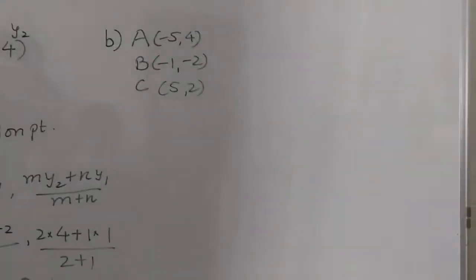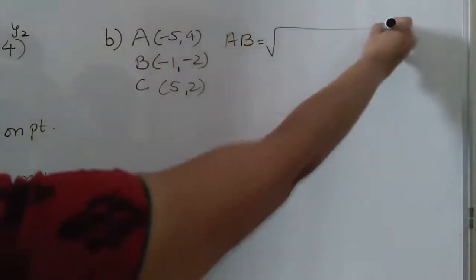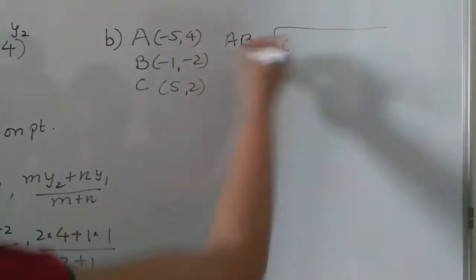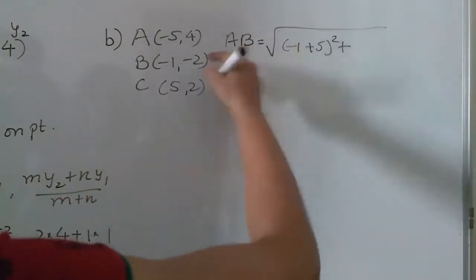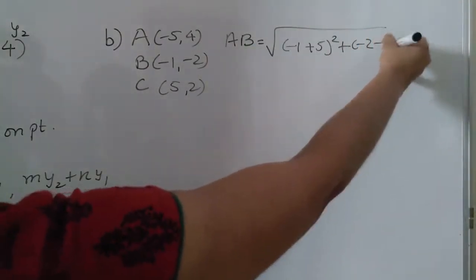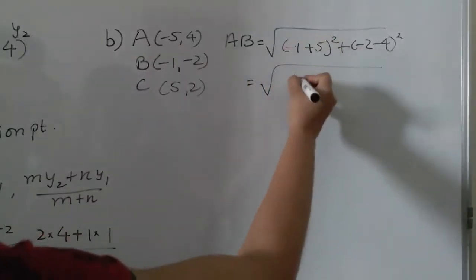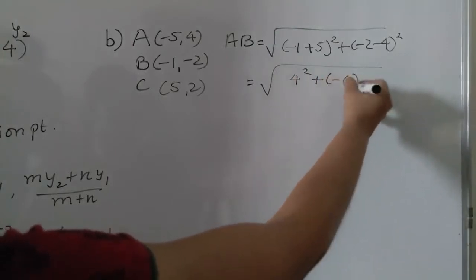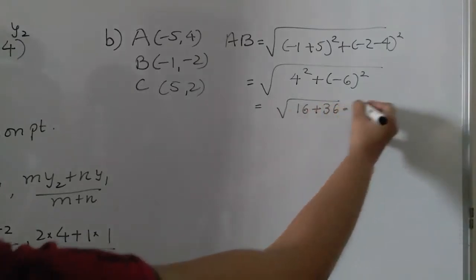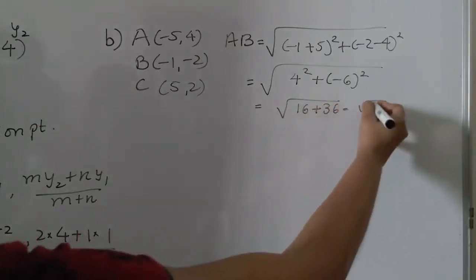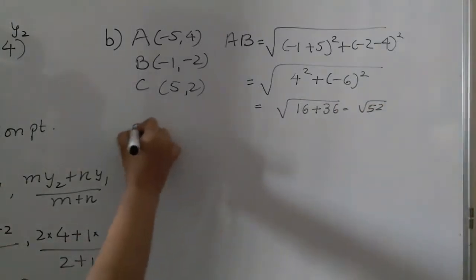Okay, so first of all, using the distance formula, I write here AB. AB is the square root of (minus 1 plus 5) whole square plus (minus 2 minus 4) whole square. These are AB's coordinates I am using. Then 5 minus 1 is 4, square is 16, and minus 6 square is 36. So 16 plus 36 will be 52. Square root 52.